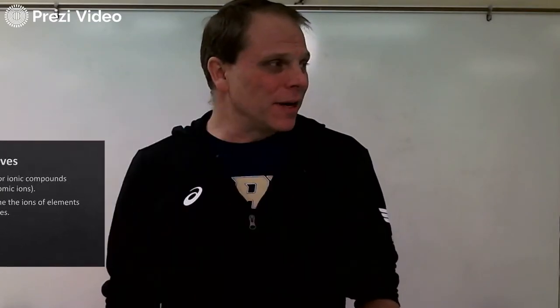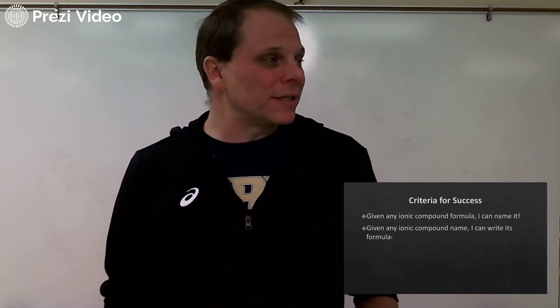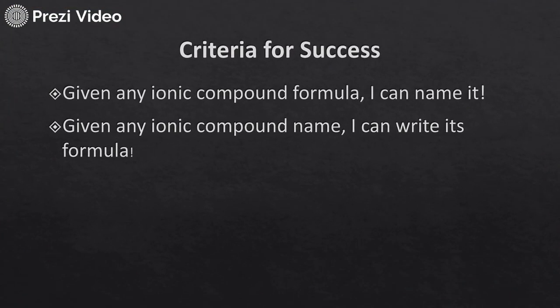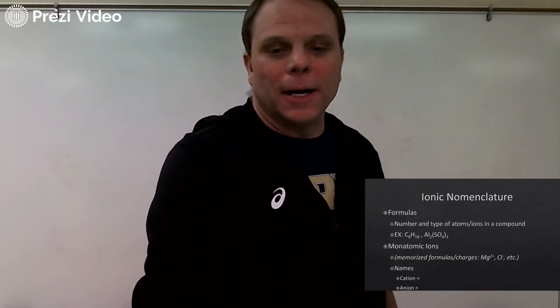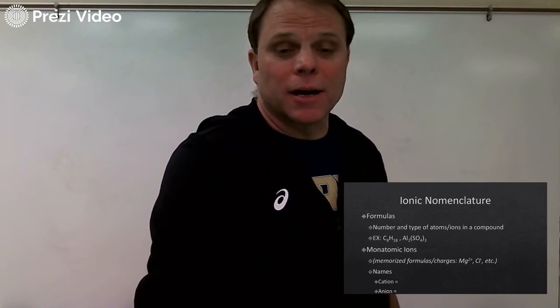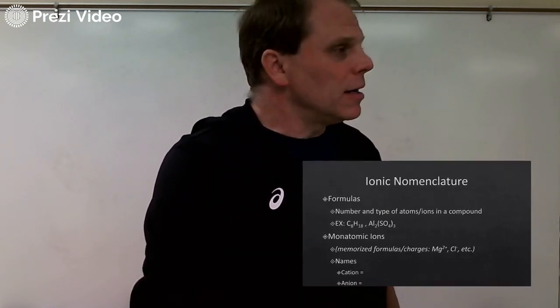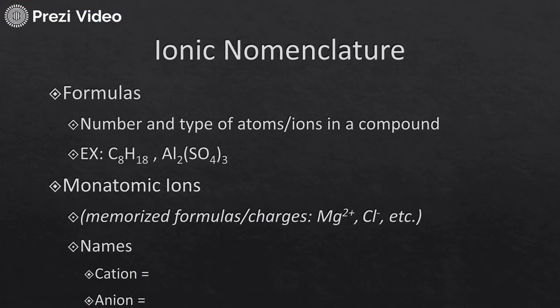As we go through here today, your criteria for success is going to be that you name any ionic compound formula if I give it to you. And if I give you the compound name, you'll be able to write its formula. We're going to be able to do this not just with the binary ionic compounds, but with the polyatomic ions and with the molecular compounds as well. So our objective has been covered, and now we are going to cover the idea behind ionic nomenclature.